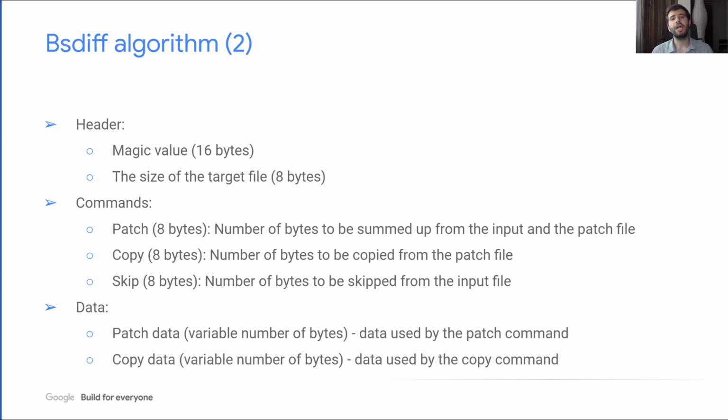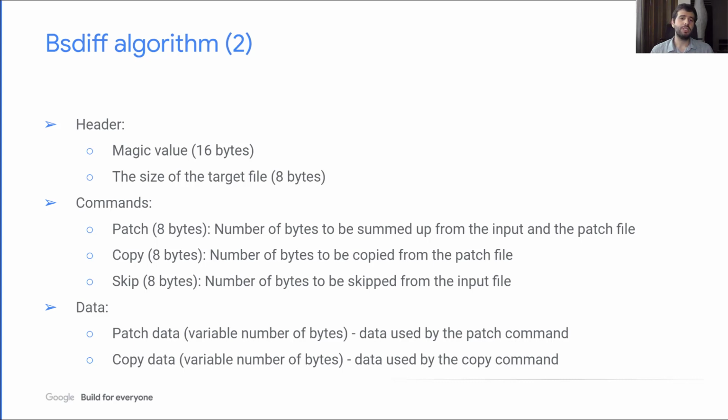So the header contains the magic value, which is used to identify the file as a BSD patch, and the size of the target file, and then the stream of blocks. Each block has a fixed part which contains the bytes corresponding to the three commands, patch, copy, and skip, and a variable part corresponding to the data associated with the patch and copy commands.